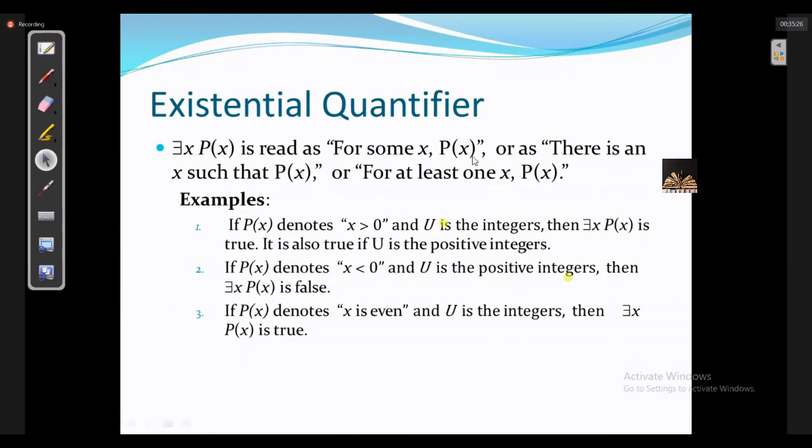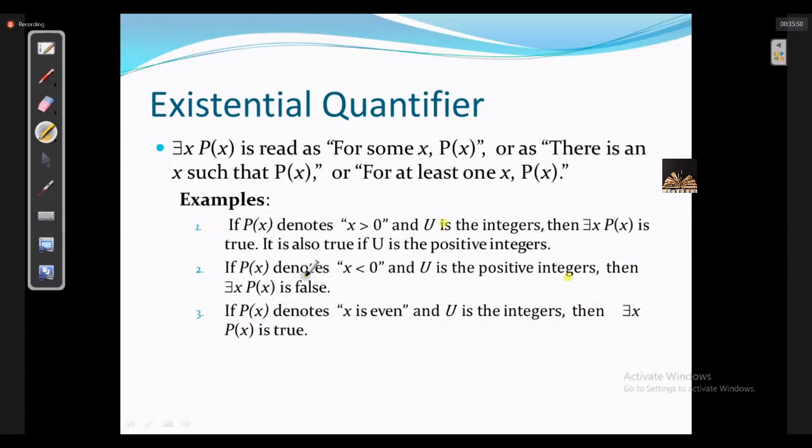See here, x greater than 0, domain is integers. There exists x, P of x means some integers are greater than 0. That's why there exists x, P of x is true. Okay? Do you understand or not?